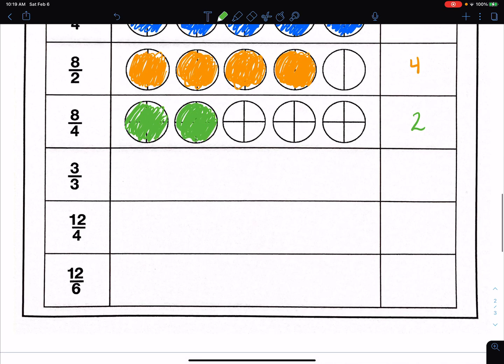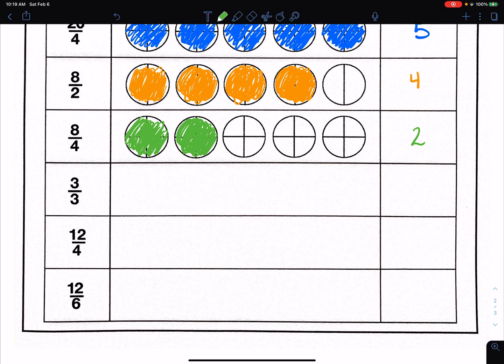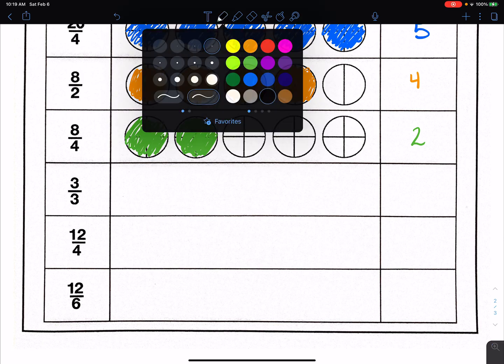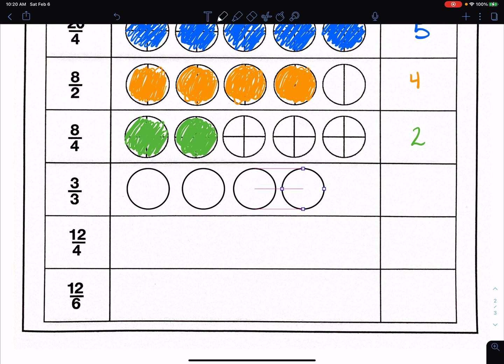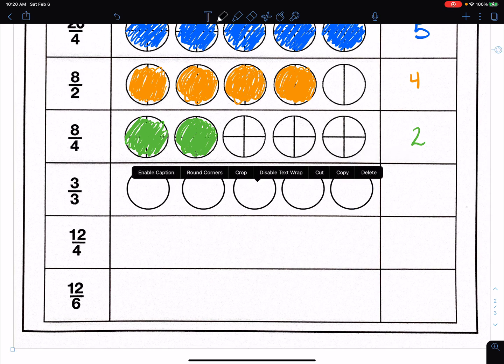So these last 3, they want us to draw the picture and shade it in and then write the whole number. So let's try to do that. So this 3/3, well, I'm going to continue to use circles. 1, 2, 3. And I'm just going to continue to use 5 circles because that's what they have been using. And then I'm going to divide it into thirds.